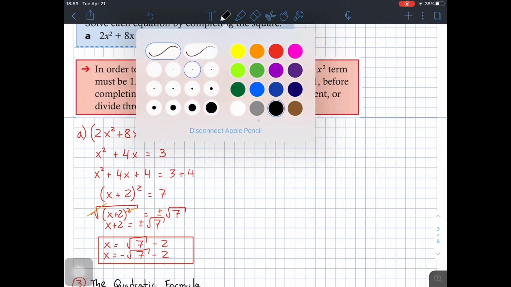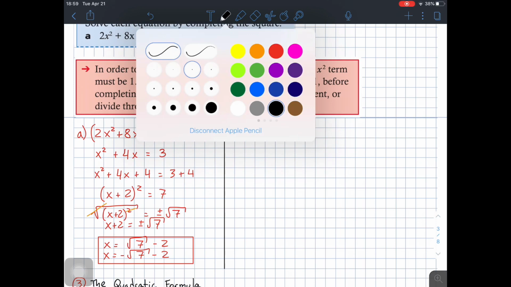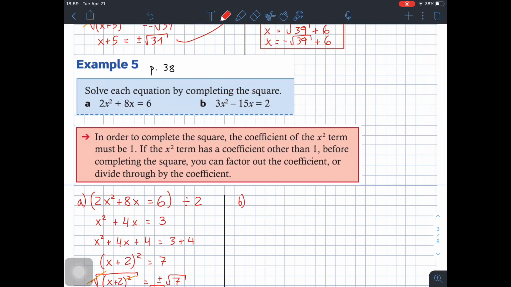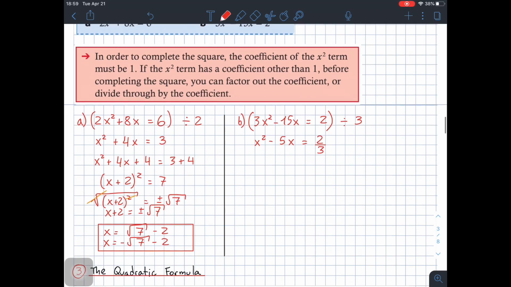Let's see the last one, B, to wrap this class. So part B, we have this situation over here. 3x squared minus 15x equals 2. Once again, we can do the same thing. We can divide the whole equation by the coefficient we have in front of the x squared, which is 3. So if we divide, we would get x squared minus 5x equals, and this would be 2/3, right? We'll have a fraction here. You can just leave this as a fraction.